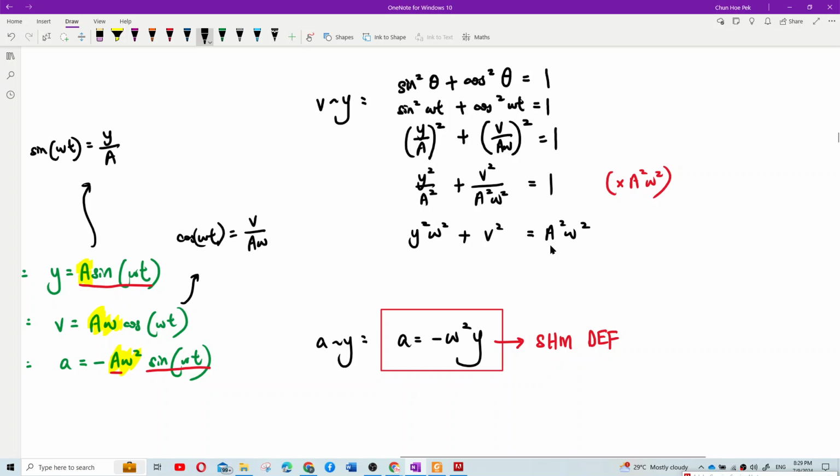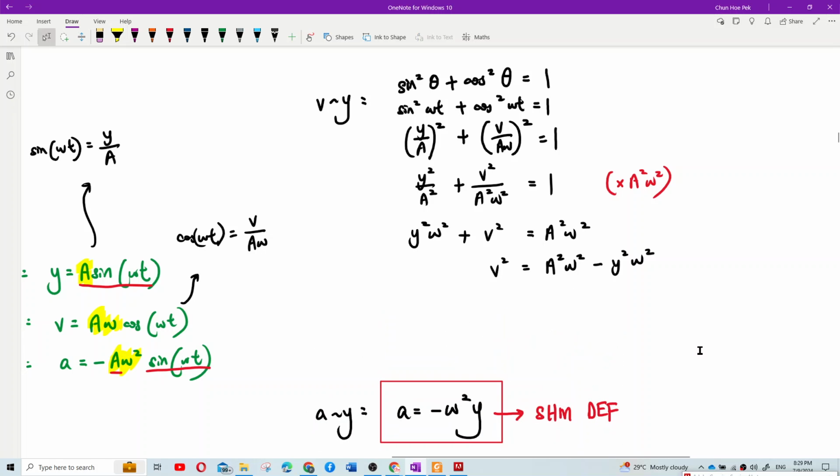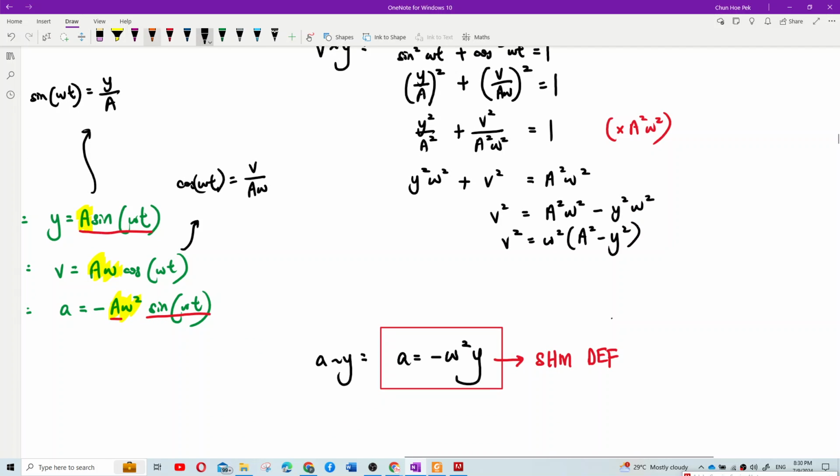So v square equal to a square omega square minus, this one go to the other side. It become negative y square omega square. Okay, I need some space, so go below. So what I do is I can factor out the omega square. So a square minus y square, okay, v square. So what I do is I square root both sides.